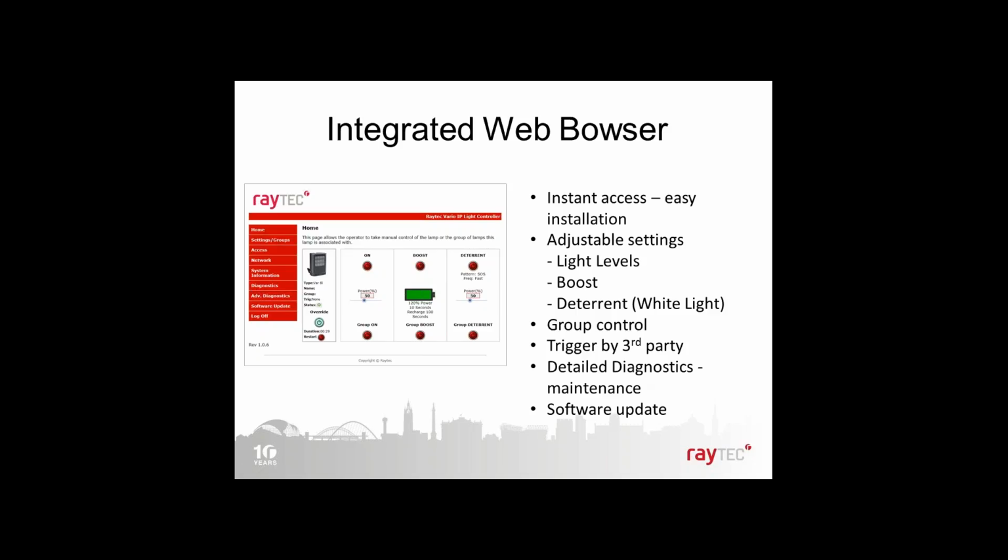So if your maintenance guy calls you and says, I think there's a problem with the lamp on the west gate, you can dial into it from your office and say, yeah, it's had its power cut, or no, it seems to be working fine, etc. And as we take the range further and introduce new features, it's very easy just to update the software.